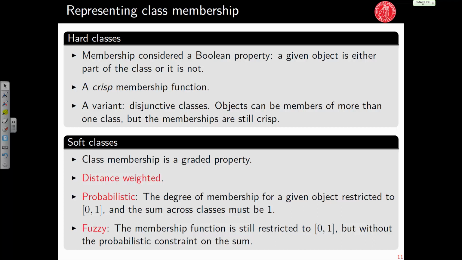Yeah. Sorry? That's not member of any class. Well, that's the object you want to classify. No?